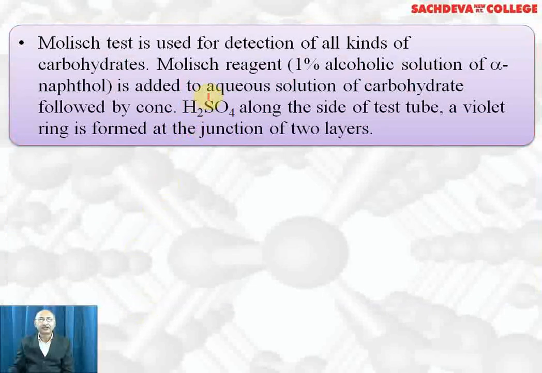Molisch test is used for detection of all kinds of carbohydrates. Molisch reagent, a 1% alcoholic solution of alpha-naphthol, is added to an aqueous solution of carbohydrates, followed by concentrated sulfuric acid added slowly along the sides of the test tube. A violet ring is formed at the junction of the two layers, which confirms the presence of carbohydrate.